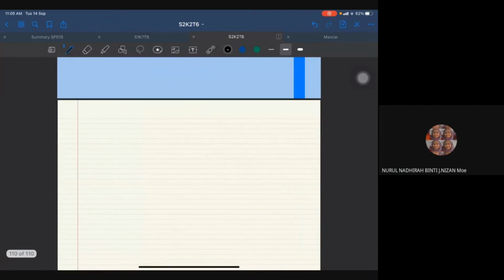So this chapter actually consists of 3 main subtopics, 7.1, 7.2 and 7.3.